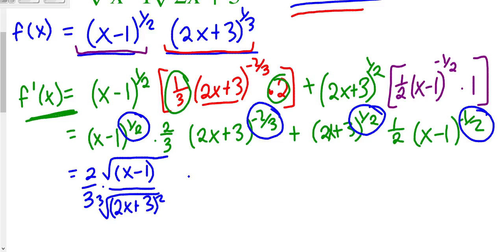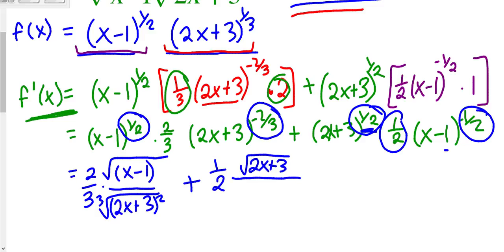Now the other side, we have a plus, we have a 1/2. Okay, then anything with a positive exponent will stay up top. This is just a 1/2, so I'm just going to have a square root of 2x plus 3 over, this is a negative 1/2, so on the bottom I will have a square root, x minus 1.